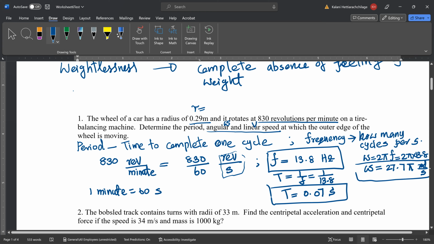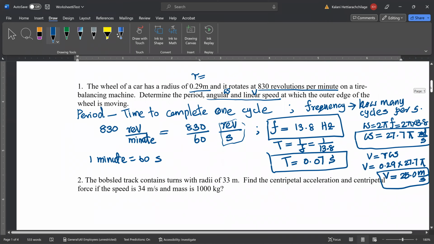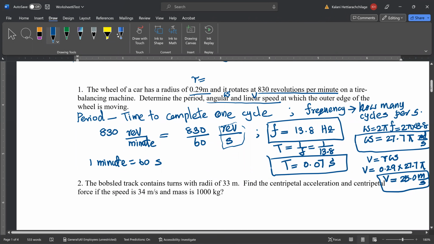Okay, my last question is linear speed. Linear speed equals r times omega. That's where I need the given r actually. So now we will be able to calculate. r is given as 0.29 in SI units, and multiplying by 27.75, you will be able to calculate the velocity. I get around 25 meters per second. That's my question number 1. You get an understanding about frequency, period, linear speed, angular speed, those kinds of things.